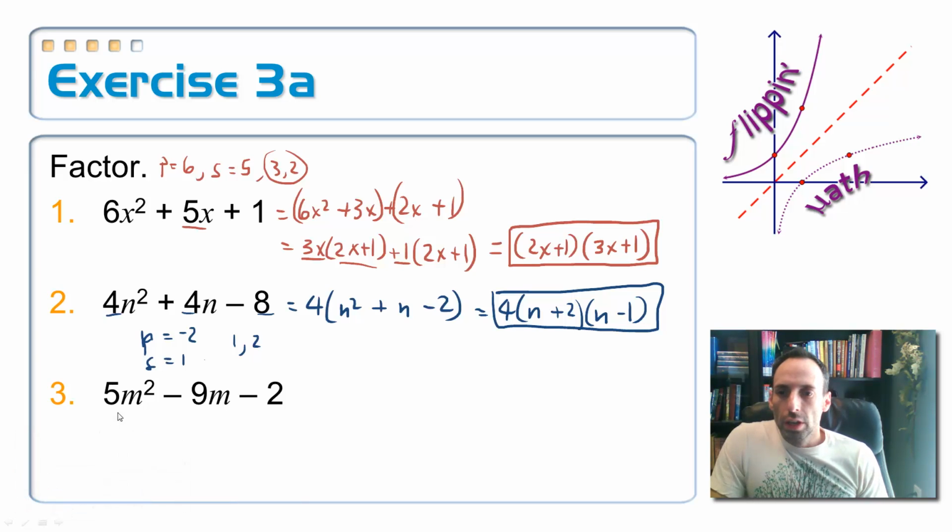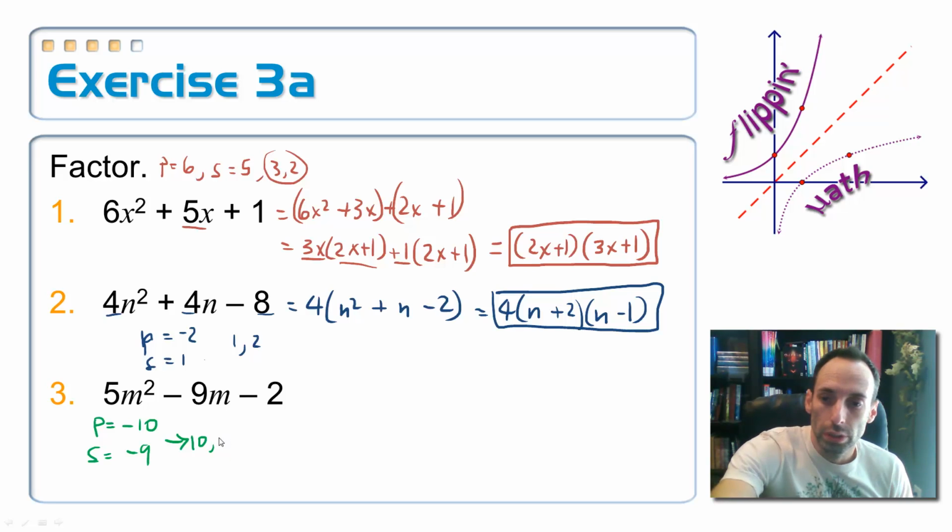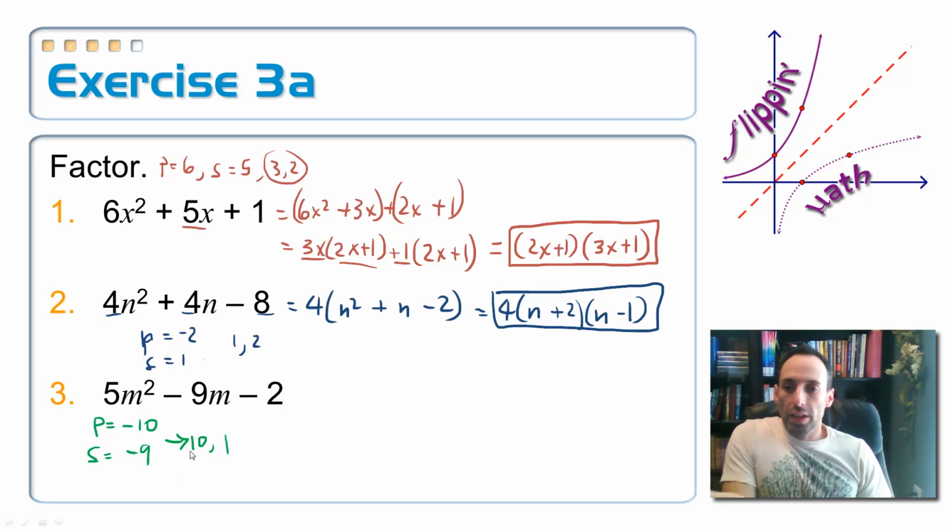Finally, number 3 here: 5m squared, definitely not a perfect square, minus 9m minus 2. So our product, 5 times -2, is -10, and our sum is -9. Okay, so the two things, how about 10 and 1? Multiply up to 10. Because if they get subtracted, then I'm going to get a 9 from that. And I also know that the 10 is the one that's going to be negative, and the 1's going to be positive because it has to add up to -9.